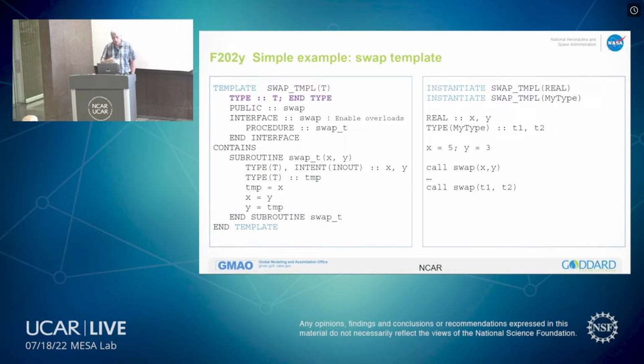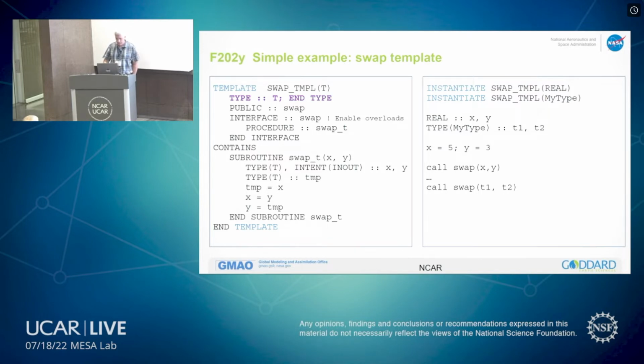So we can instantiate it. Here I've done it twice, once with real. It's going to give me an ability to swap two real numbers. And then another time with some derived type I've called my type. And since I've done that friendly little thing with the interface, of course, we don't have to give the swap different names. We can just call it twice with different arguments. So I've declared a couple real numbers, a couple of my type objects, and I can swap x and y, and I can swap T1 and T2.